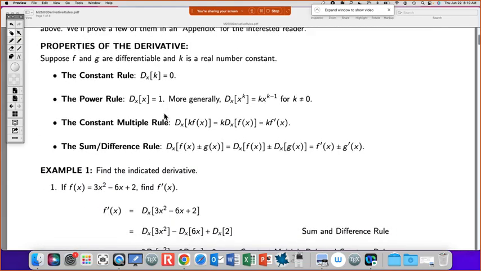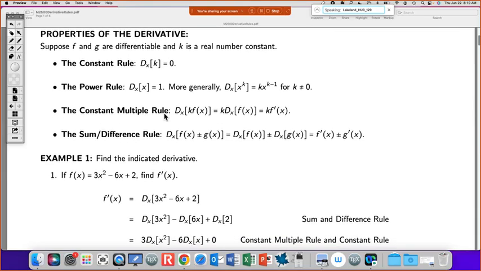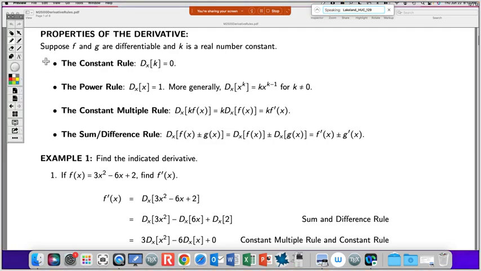So we have properties of derivative. These are theorems that you can prove using the definition of derivative, and I've uploaded some videos where we actually go through the proof of them. But we can hopefully make sense of some of these.